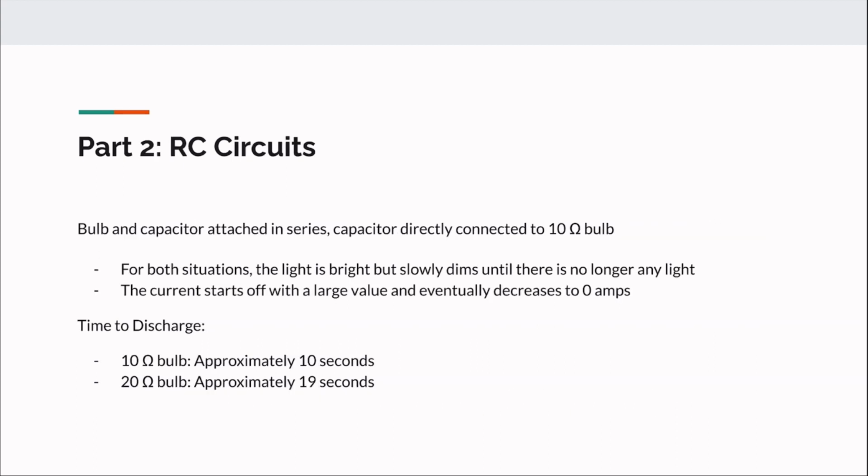So now on to part two, which is the RC circuits part. First, we were given two situations, the first one being a bulb and capacitor attached in series, and the other being a capacitor directly connected to a 10 ohm bulb. In both situations, the light was bright but slowly dimmed until there was no longer any light, and the current starts off with a large value and eventually drops to 0 amps. The time it took to discharge for the 10 ohm bulb was approximately 10 seconds, and for the 20 ohm bulb, it was approximately 19 seconds.